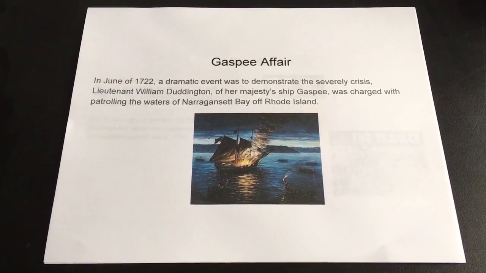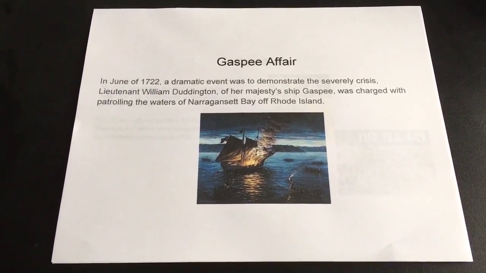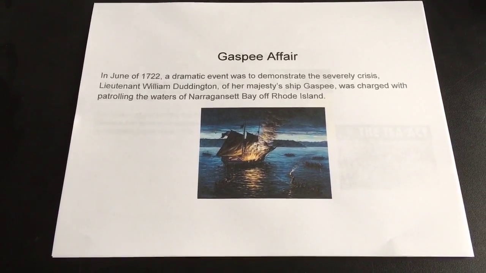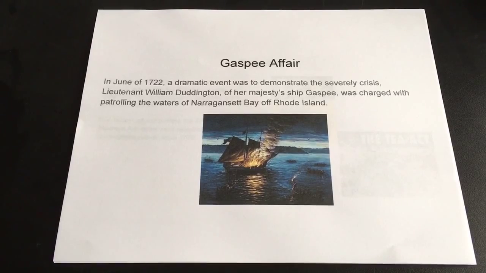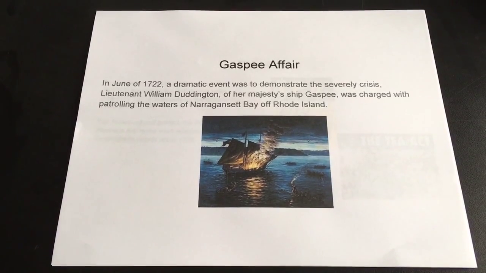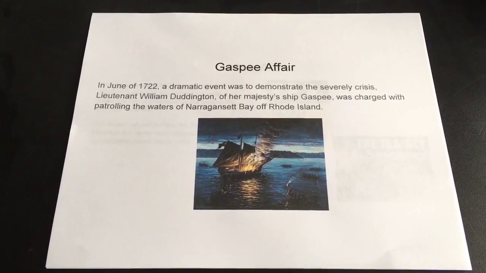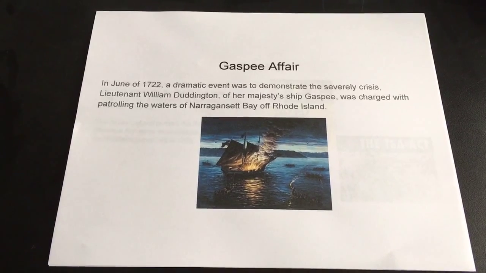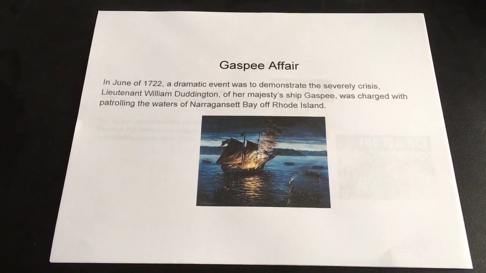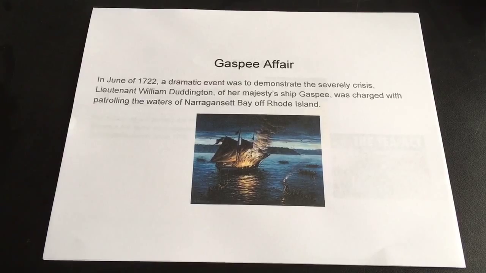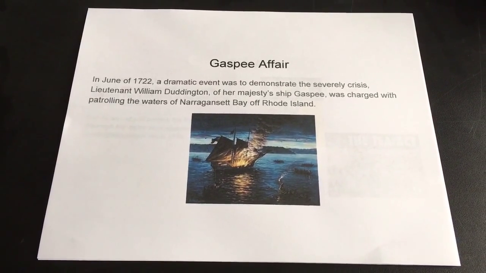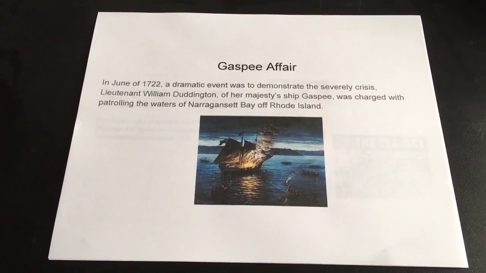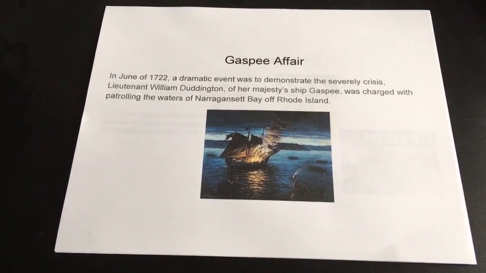News of the grounding quickly reached Providence, and a party of 55, led by a man named John Brown, planned an attack on the ship. Under the authority of the Vice Admiralty Courts, an effort was made to apprehend the perpetrators of the Gaspee affair and haul them back to England for trial. Though the identities of the perpetrators were widely known, the investigation was fruitless. No arrests were made.